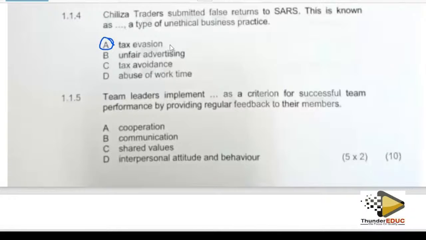Thank you very much, Great Talks. So at this angle, or this tangent, we have completed 1.1.4. So now let's move on to 1.1.5. 1.1.5 reads as follows. Team leaders implement dash as a criterion for successful team performance by providing regular feedback to their members. Team leaders. So now here we have some key points. If we pin out some key points here, we have team leaders. So now what is a team?